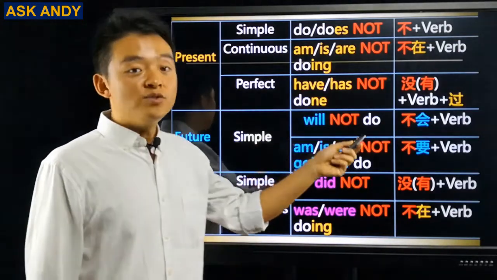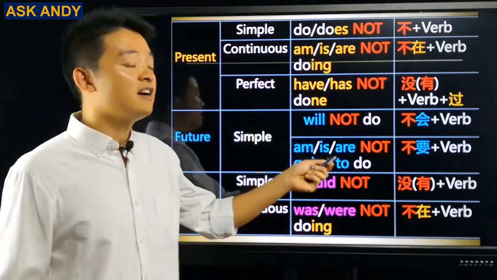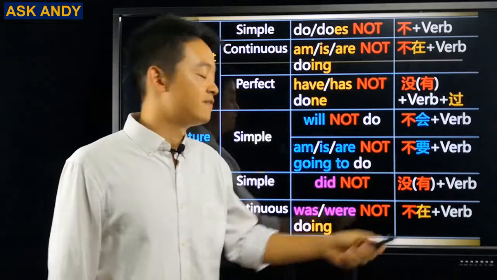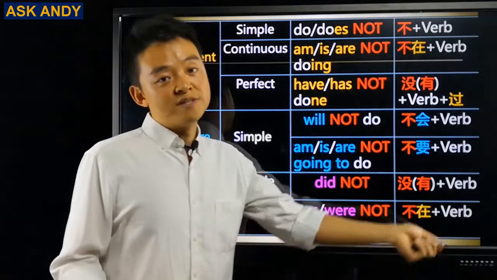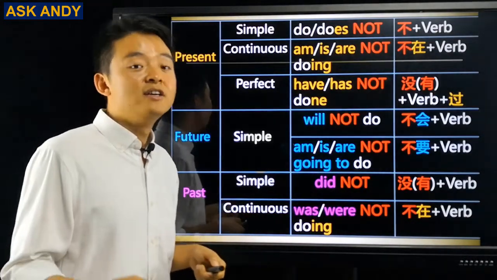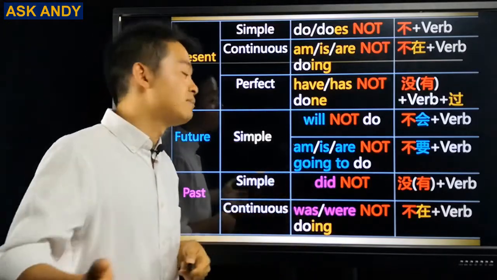For will not do, it's easy. We just have 不会 plus verb. For am, is, are not going to do, we just need to have 不要 plus verb. And for did not, we just need 没有 plus verb. Remember that 有 is optional, and there's a common mistake here. We don't need another le there for the negation of a verb in the past tense.